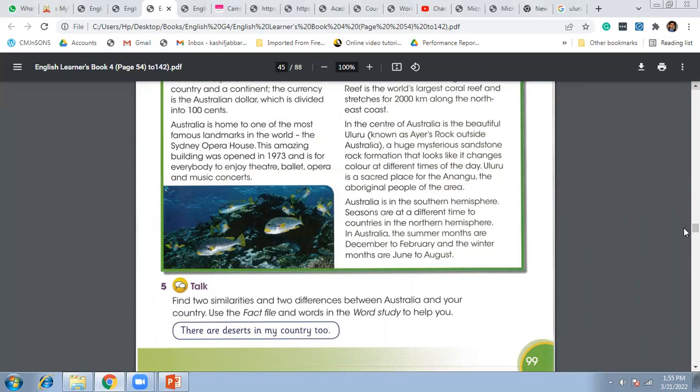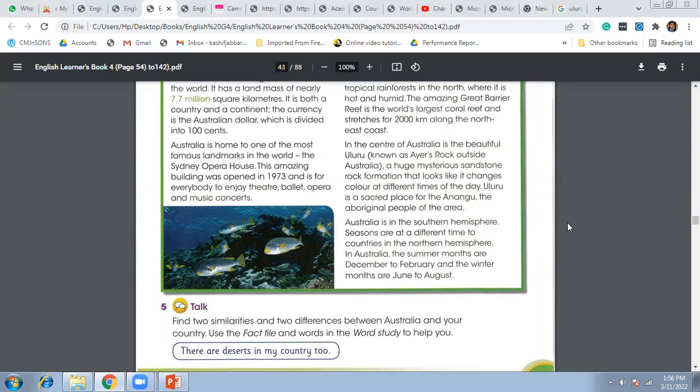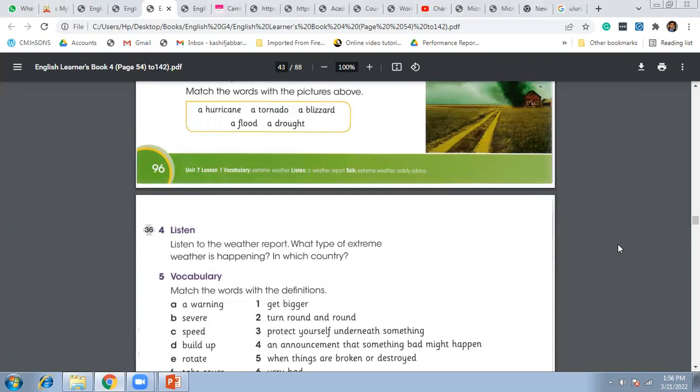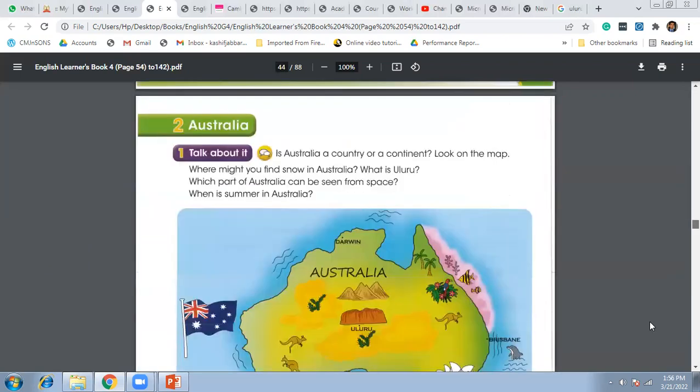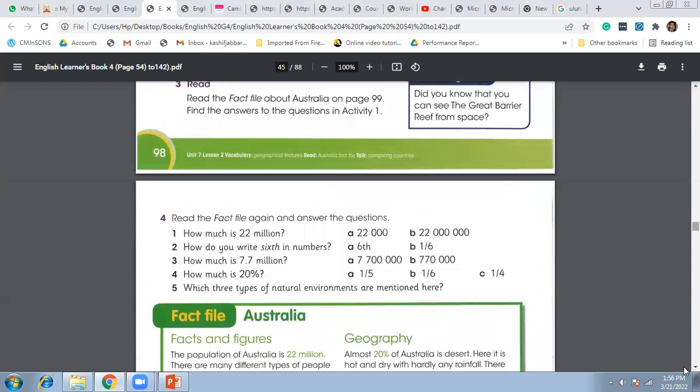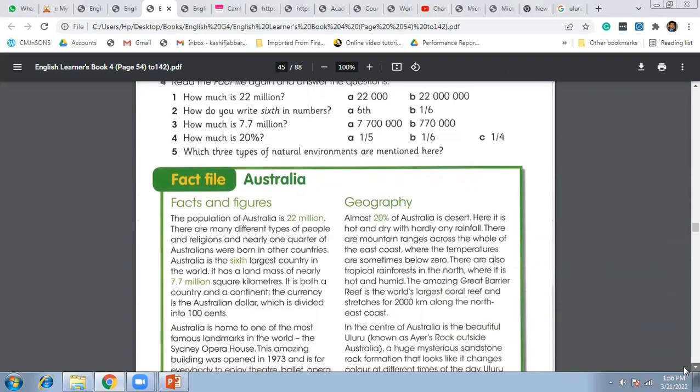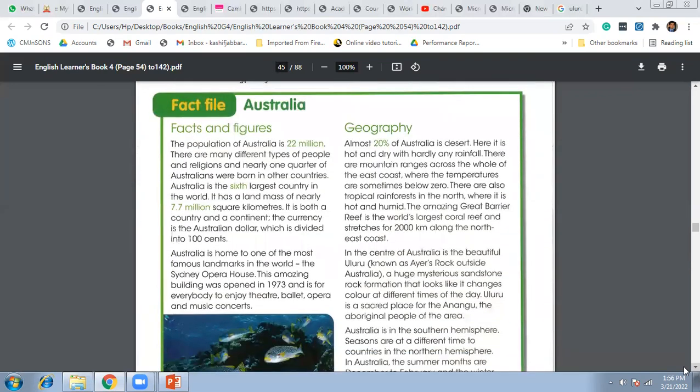Where you can see that Australia is actually a country as well as a continent, right? That's the only continent that exists as a country also, right? Okay, and take a look here. Again, question number 4, read the fact files again and answer these questions. So you can see here, we will answer all these questions. But before answering the questions, let us read the fact file about Australia.